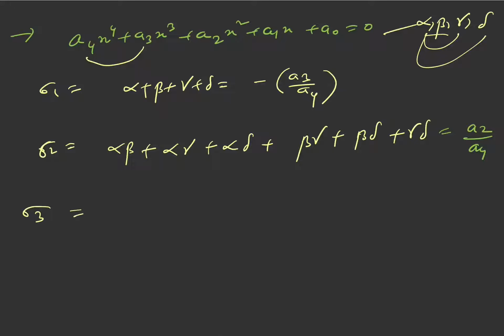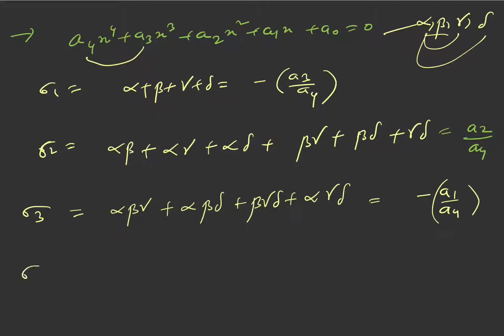Next, let us talk about sigma 3. Sigma 3 is sum of product of roots taken 3 at a time. So you can take alpha beta gamma, you can take alpha beta delta, you can take beta gamma delta, and you can take alpha gamma delta, right? So if you sum these 4 things, you will get minus a1 by a4. Next, at the last you have sigma 4, that is taken 4 at a time. So there is only one way to take all the 4 roots, alpha, beta, gamma, delta, and this will be equal to a0 by a4.